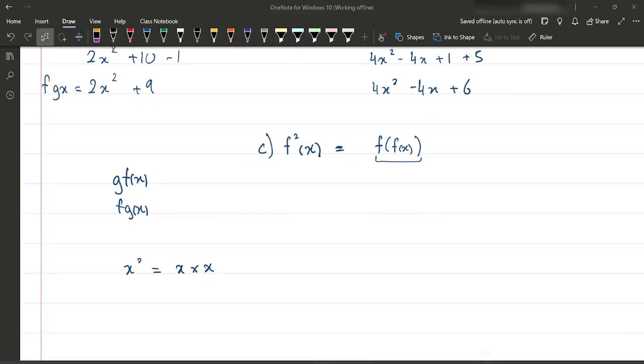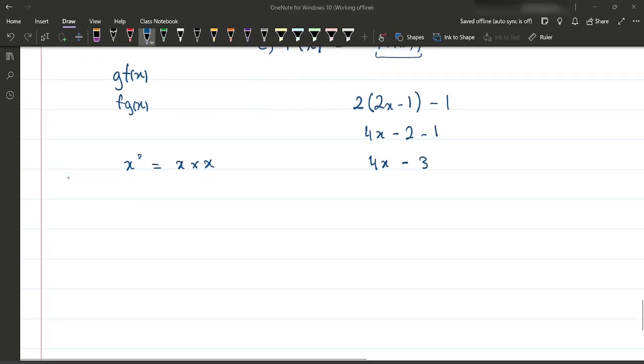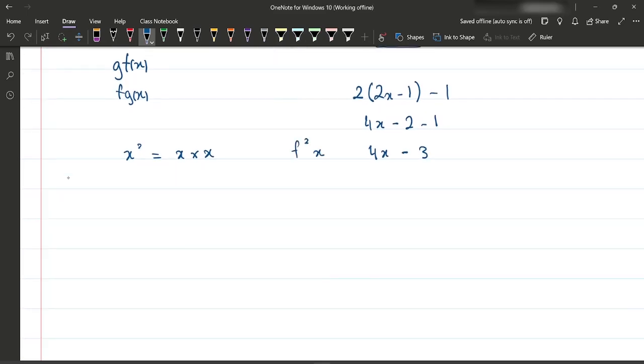2x minus 1. So let's write 2x minus 1. Well, 2 f of x minus 1. So let's simplify this. 4x minus 2 minus 1, 4x minus 3. Yep. So f squared of x is equal to 4x minus 3. This is how you do it.